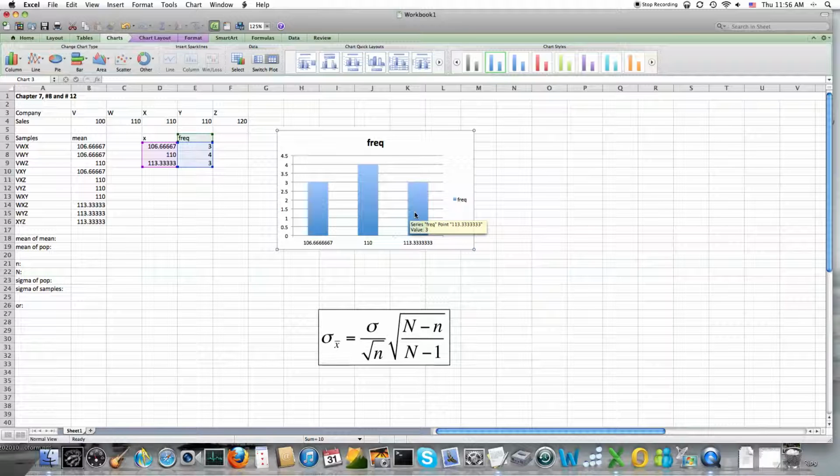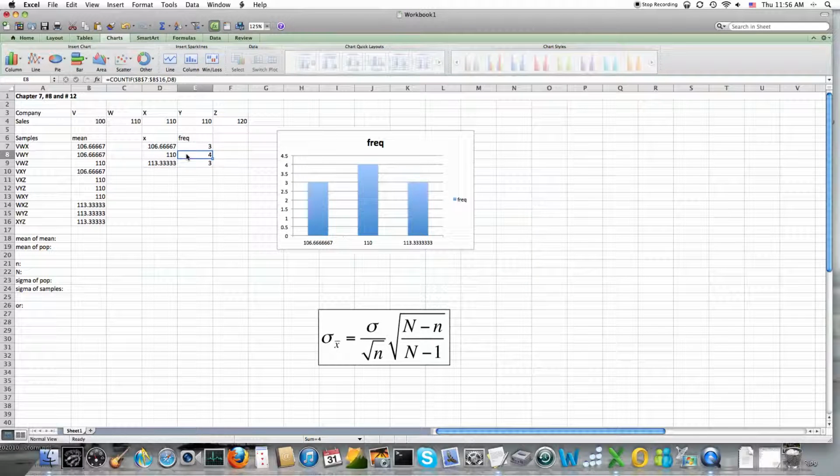Part D asks, if you were to choose a sample of size 3 from the companies, how likely would it be that the sample mean you got would be 110? That's actually a proportion here. So if I look at my total, how many samples I got.